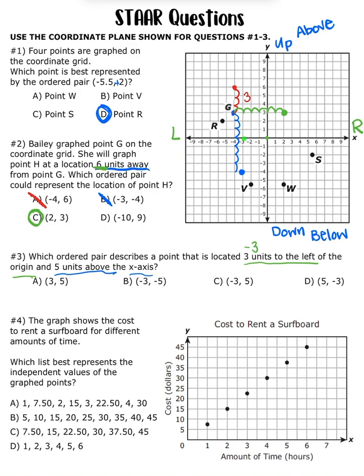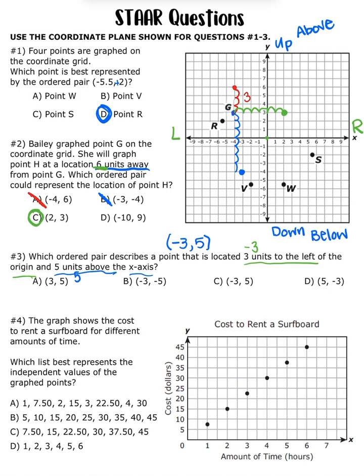Okay, so now that I'm at -3, I need to go 5 above, so I need to go up. 1, 2, 3, 4, 5. So that means I would be at +5. So my elevator number would be +5. So my first number is -3. My second number is +5. So I could write that -3, comma, +5.